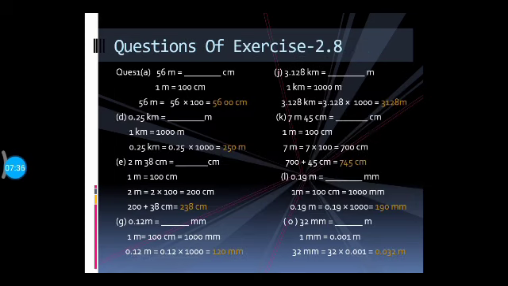Okay, so 1 meter equals 100 centimeter. I can write 56, and I have to convert it into centimeter. So I will multiply 56 with 100 and my answer will be 5600 centimeters. Okay, let's see the D part.